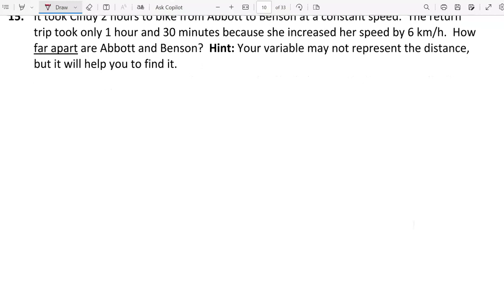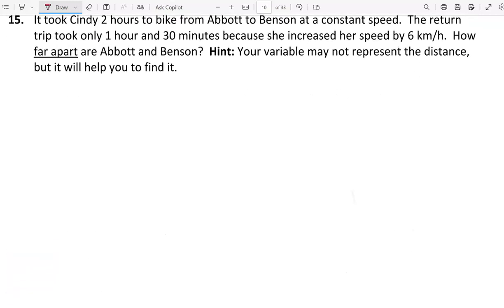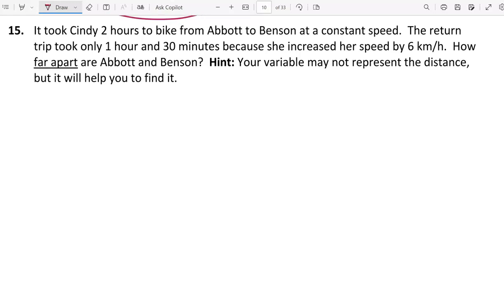And last one, I believe this is the last one. It took Cindy 2 hours to bike from Abbott to Benson at constant speed. The return trip took only 1 hour and 30 minutes because she increased her speed by 6 kilometers per hour. How far apart are Abbott and Benson?